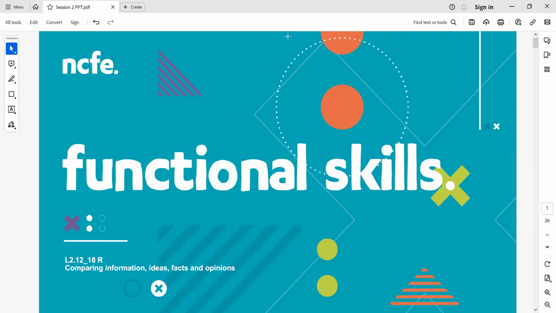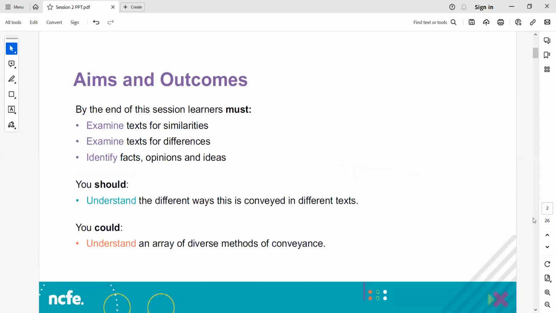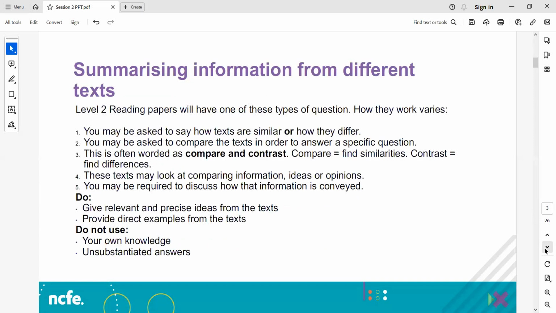This morning we are looking at comparing information, ideas, facts and opinions. So let's make a start. Our aims and outcomes today: by the end of this session you must examine texts for similarities, examine texts for differences, and identify facts, opinions and ideas. You should understand the different ways this is conveyed in different texts, and understand an array of diverse methods of conveyance.